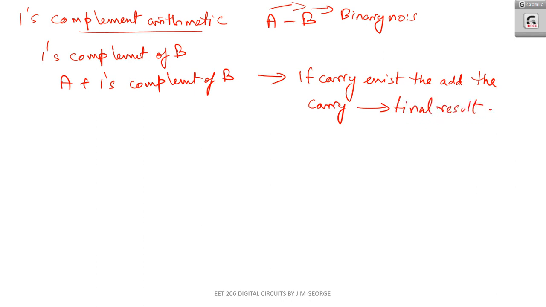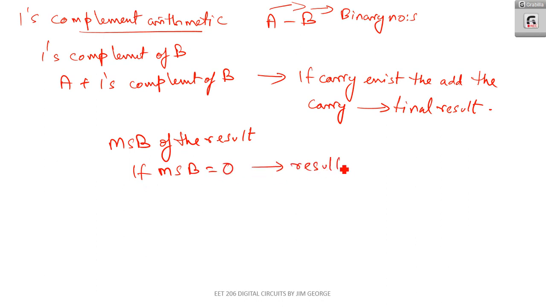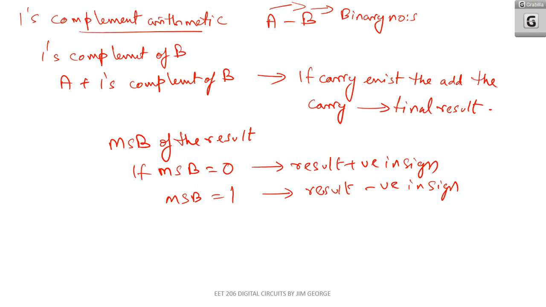After that, you look at the most significant bit of the result. If the MSB is 0, the result is positive in sign, whereas if the MSB is 1, then the result is negative in sign. Okay. So you have two binary numbers A and B.